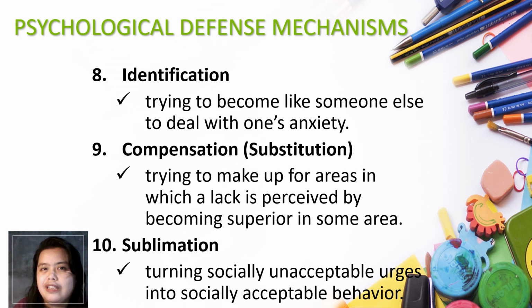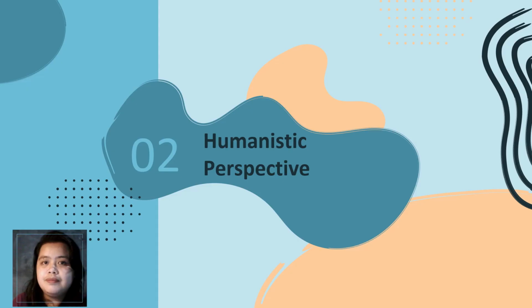Anong gagawin mo ngayon? Ngayon ang gagawin mo, magsasali ka or magpa-participate ka sa boxing. O kaya sa rugby na sports. Bakit? Kasi doon, yung panununtok, is normal. Panununtok is acceptable. So, ginagawa mo yung unacceptable urges mo, ginagawa mo siyang acceptable. Pero syempre, within a context. So, those are 10 psychological defense mechanism. That's the end of our discussion.